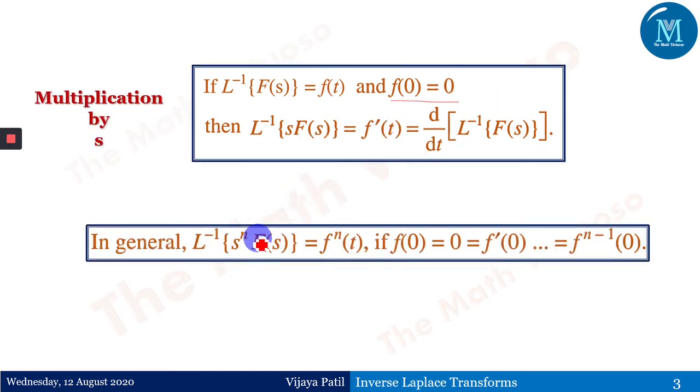In general, Laplace inverse of s to the power n f of s is equal to f to the power n of t, if the differentiation up to the n minus 1th power at 0 would be equal to 0.